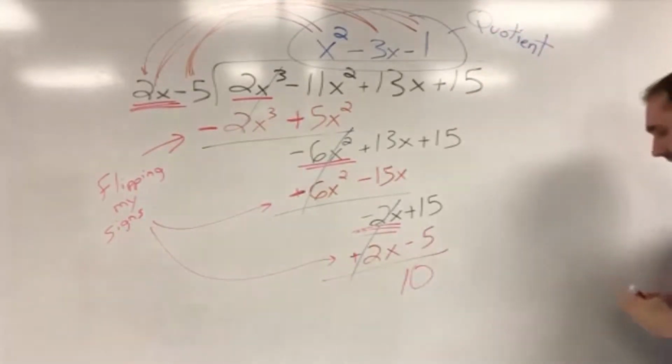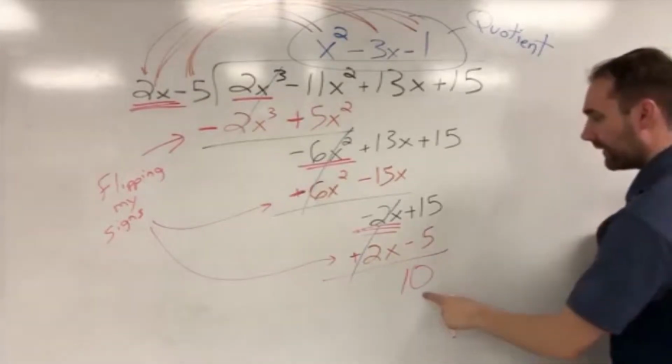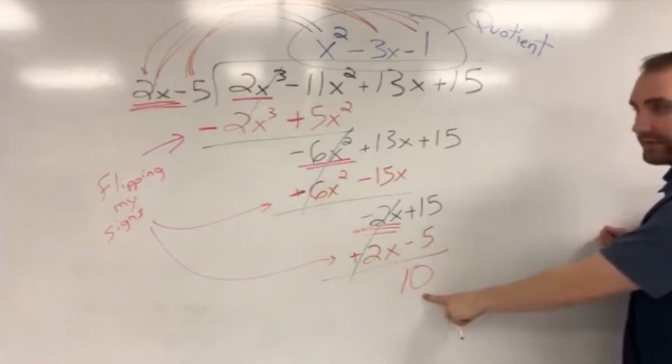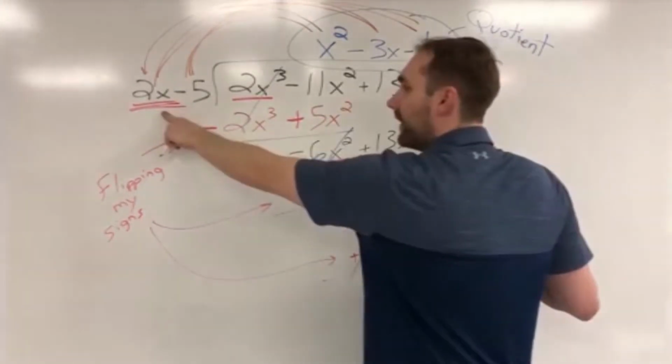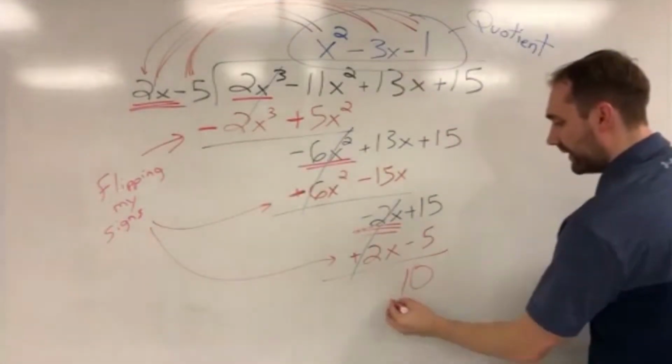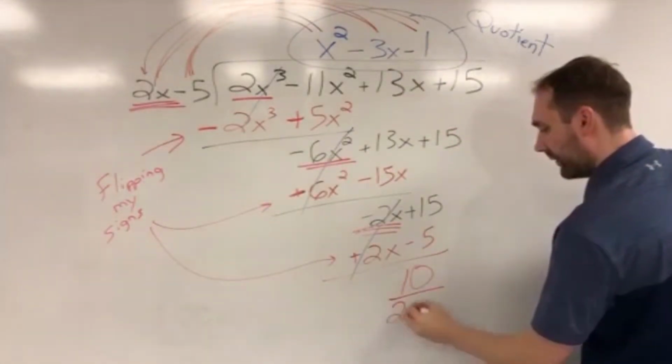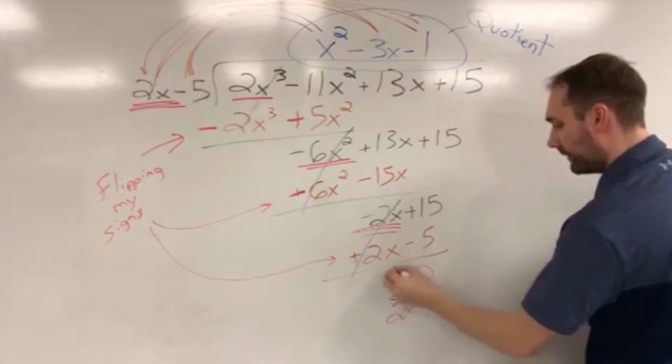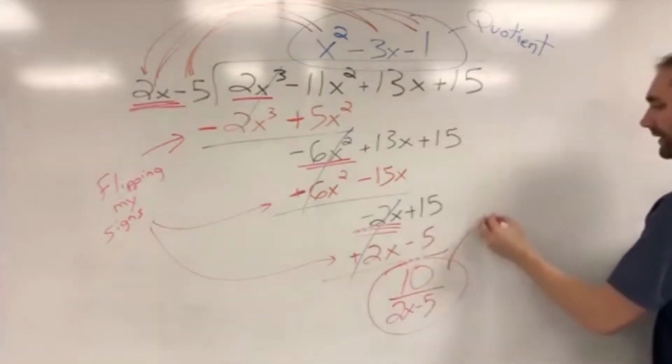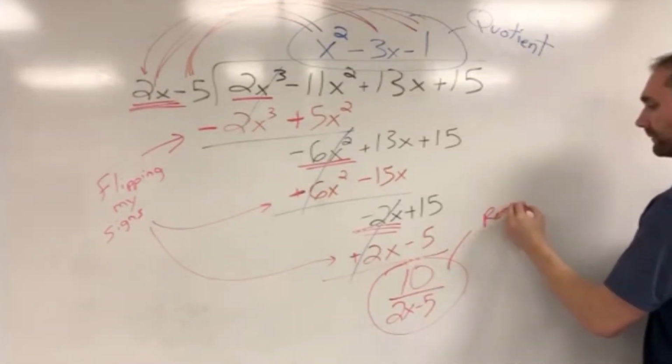And I will have a remainder of 10. Now you just can't say it's 10, you have to divide it by the divisor. So it's 10 divided by 2x minus 5. This will become my remainder.